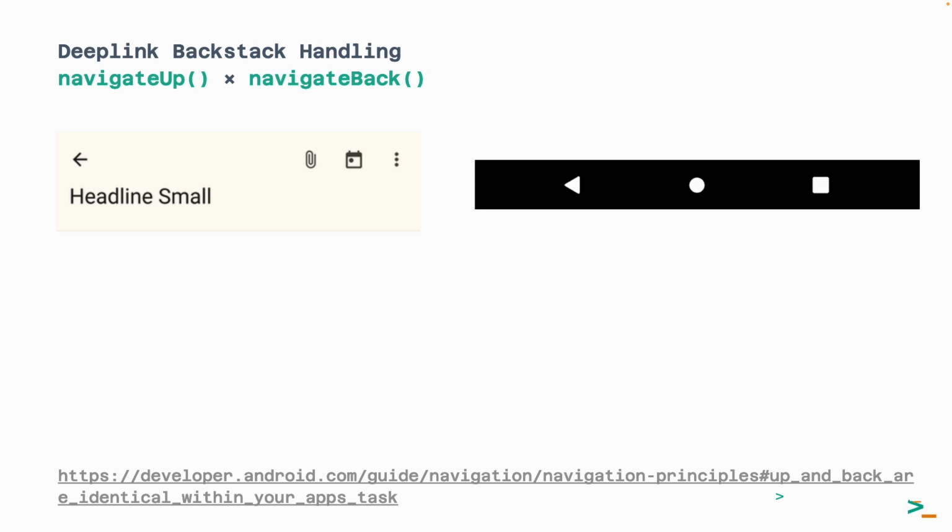The third topic I would like to cover in our requirement part is the deep link handling. So in Android, you have the navigation up button, which is in the top app bar. It's the image on the left. And then you have the back gesture, or nowadays the back software button, which is on the bottom. That's the arrow on the left.